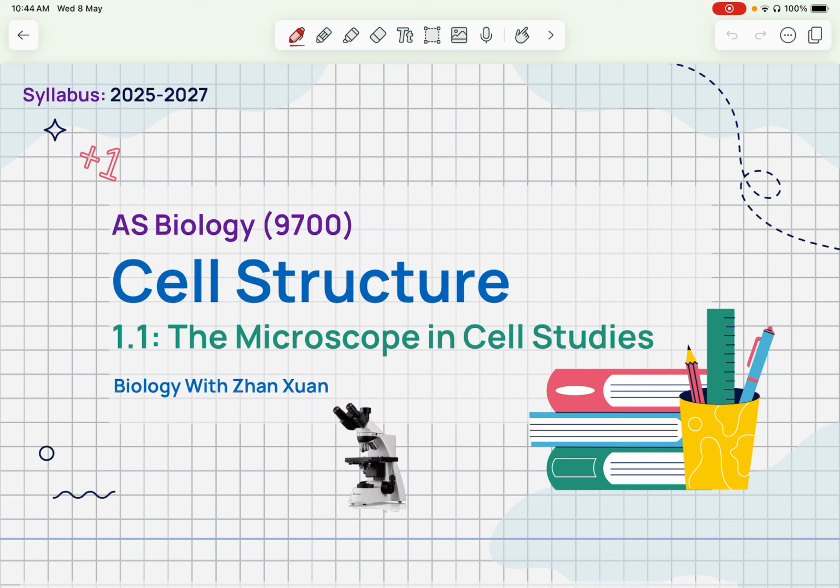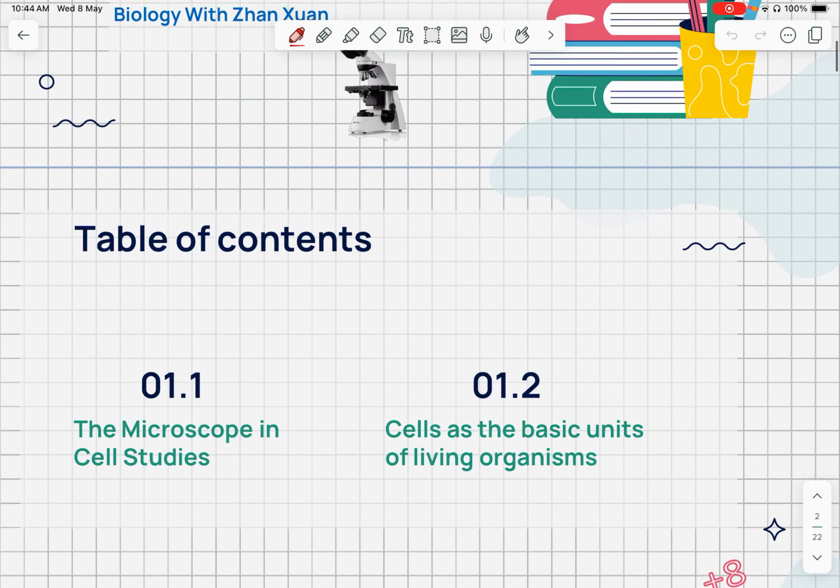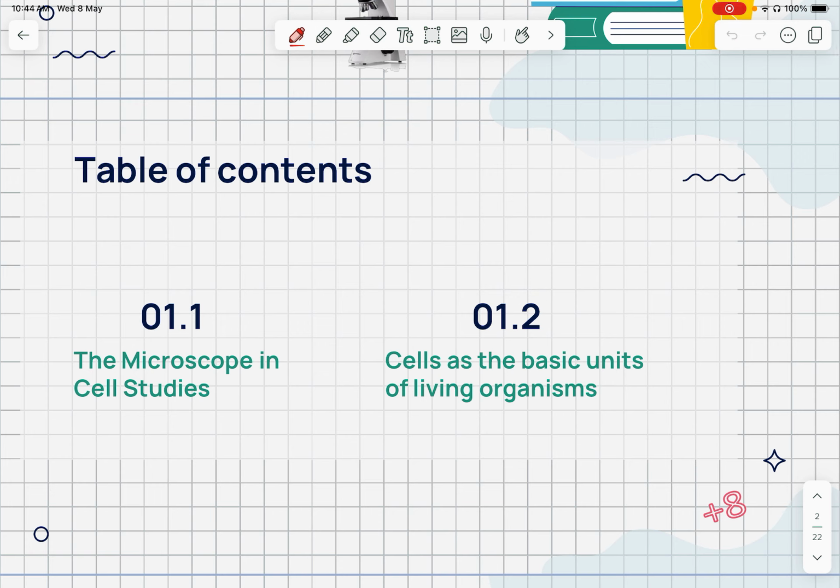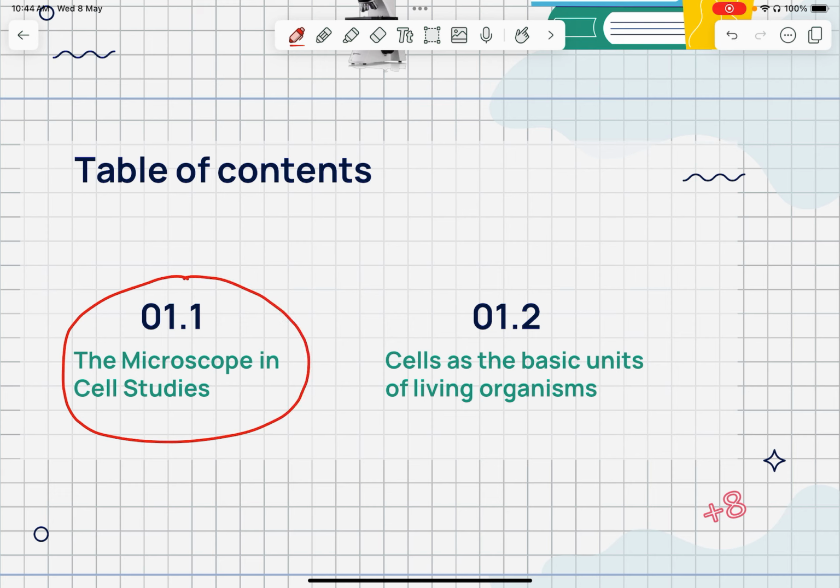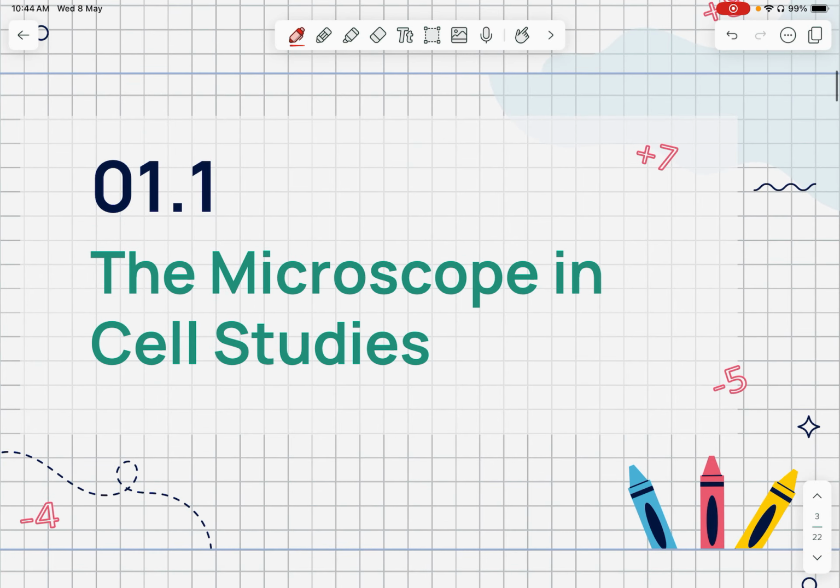All right, so let's start off with today's topic, which is the microscope in cell studies. For today, we will take this chapter and separate it into two parts. The first part, we are going to discuss the microscope in cell studies. So this will be the whole thing we are revolving around today. For the next video, we are going to cover the cells as the basic units of living organisms. Each subtopic has quite lengthy content and we will require more time to have more useful discussions. Okay, so let's start off with today.